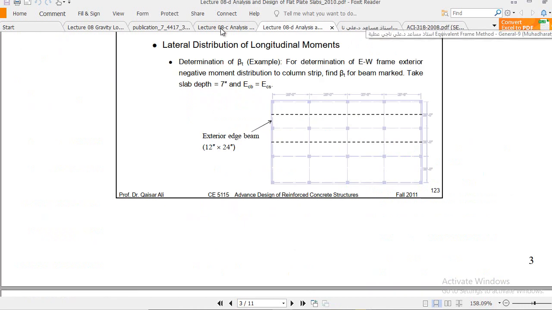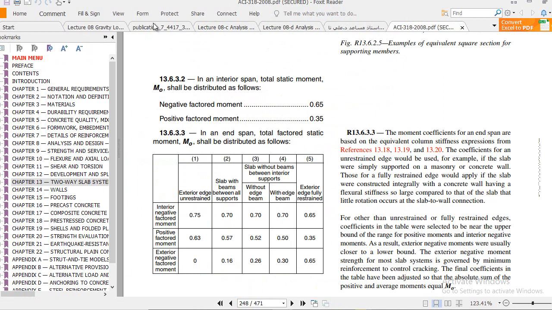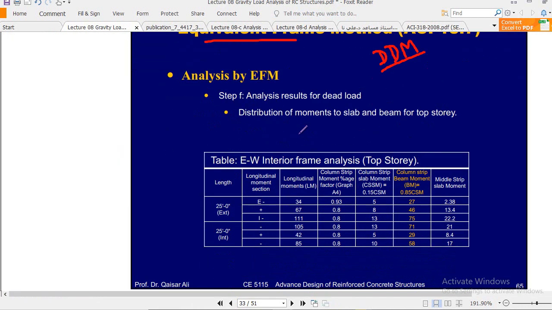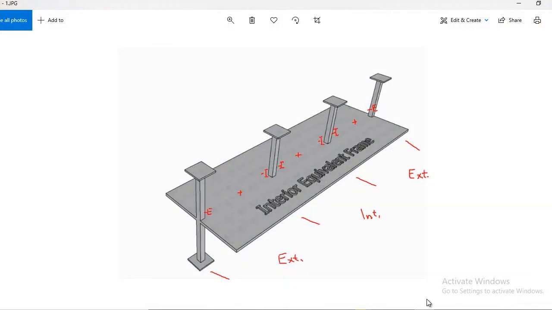What we have further: now you see, we have spans. We have exterior panel and we have interior panel. Clear? Here in this diagram, you see we have an exterior panel, an interior panel, and again an exterior panel. Now in the exterior panel, we have an exterior negative moment, then a positive moment, and then again a negative moment. Remember, this is our exterior support, and this is our first interior support, and so on.